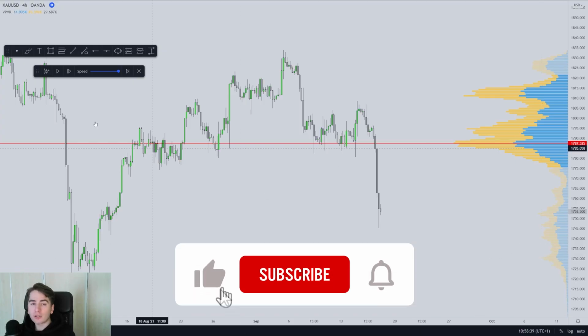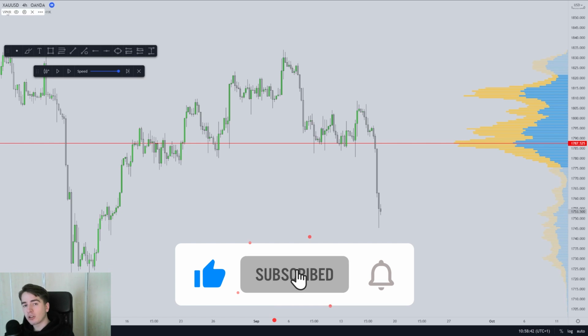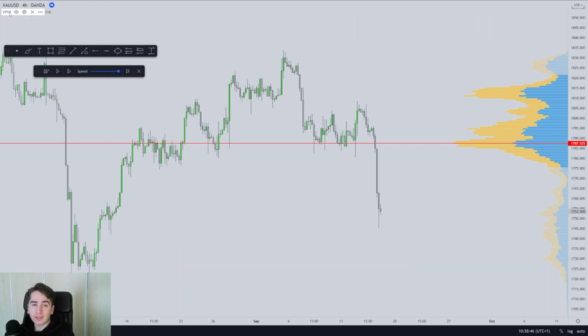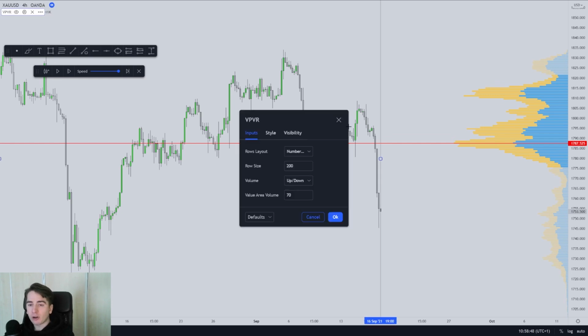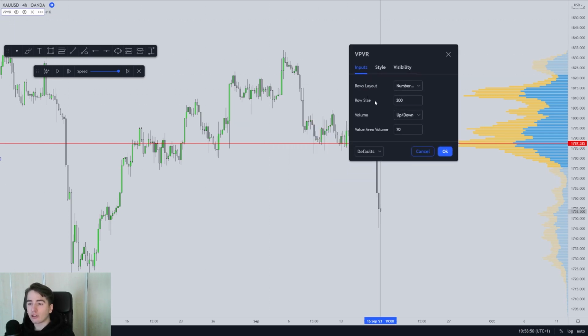Okay guys, so first of all, to turn on this indicator, what you want to go and do is go to the top left corner of your screen, click on indicators within TradingView, and then the VPVR will show up on the left top of your screen.